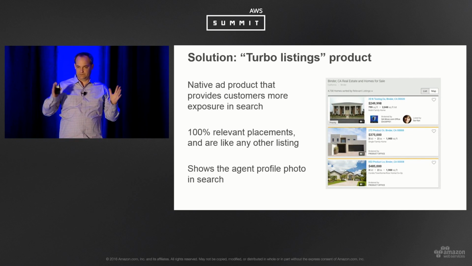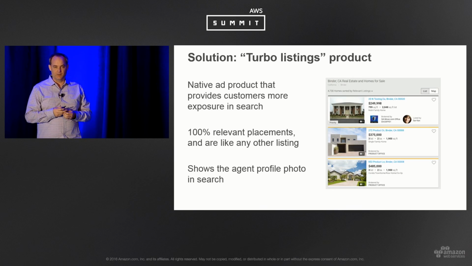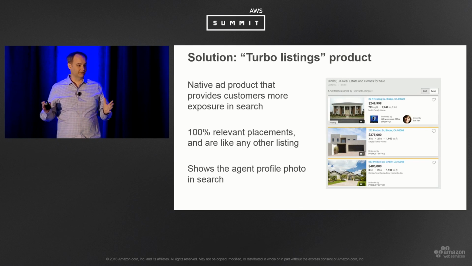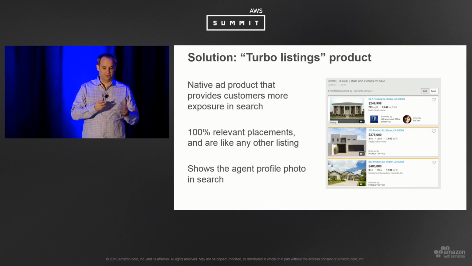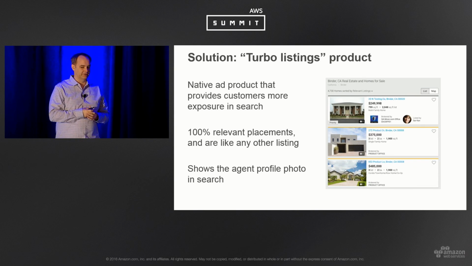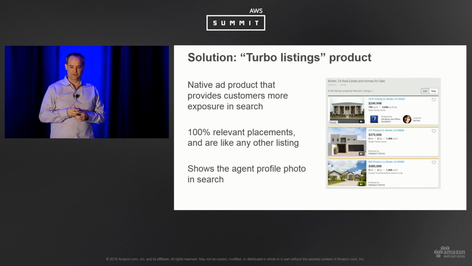The product is called the Turbo Listings product. It's a native ad product that allows customers to purchase more exposure for their listings in search. But that exposure will be 100% relevant. So you can't buy your exposure for your listings outside of the area they're actually in. It's a 100% relevant ad product, which is a difficult thing to do, and we're very proud of having built that. A particular thing it allows, as you see here, is for agents to get their profile photo in search, which is another value add.